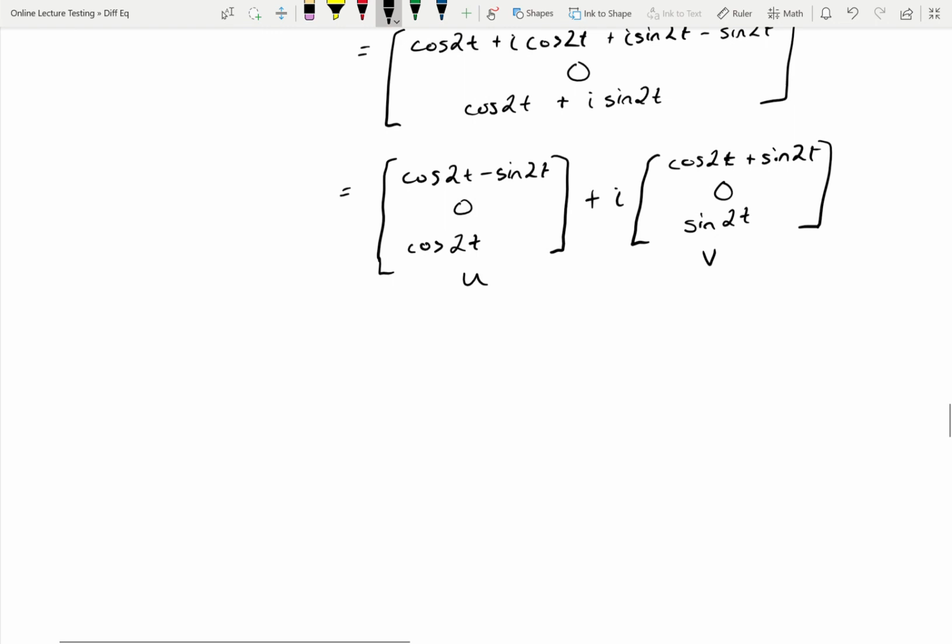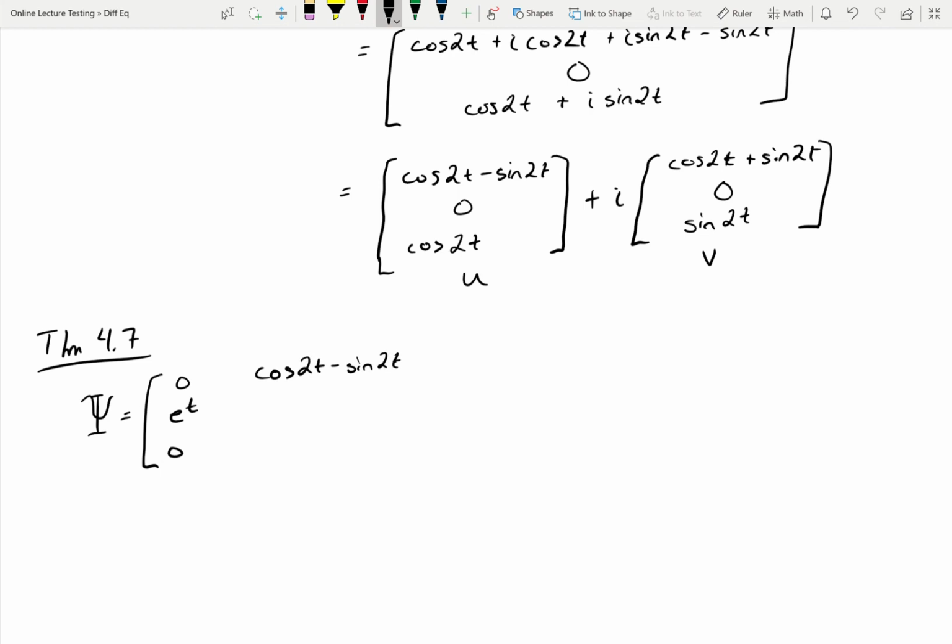And by Theorem 4.7, we can say that psi is equal to 0, e to the t, 0. So this is our first eigenpair that we came up with, and then found out the solution: cosine of 2t minus sine of 2t, 0, cosine of 2t, and then cosine of 2t plus sine of 2t, 0, sine of 2t.